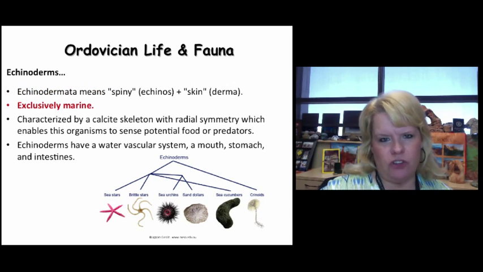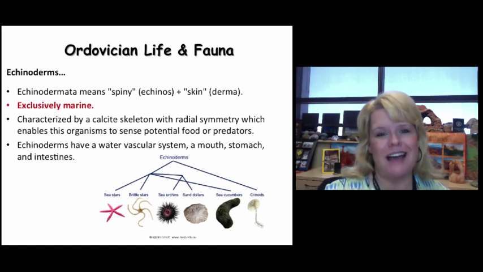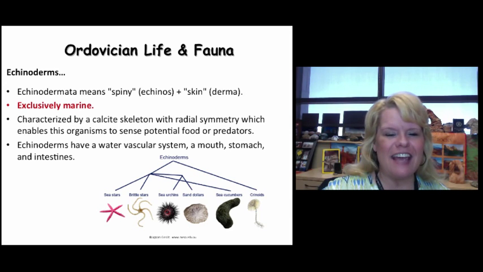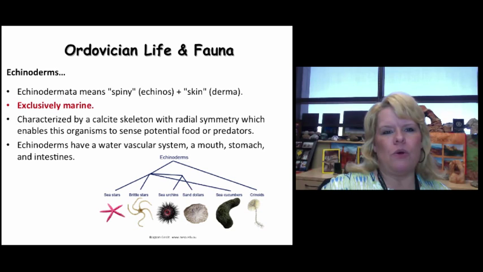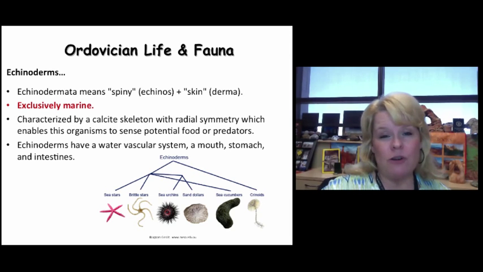Another type of Ordovician life is echinoderms. We start seeing complex echinoderms during the Ordovician. Kind of an exciting thing. Echinodermata means, quote-unquote, echino, spiny, and then skin for dermata. So if you've ever been to a dermatologist, derma means skin.